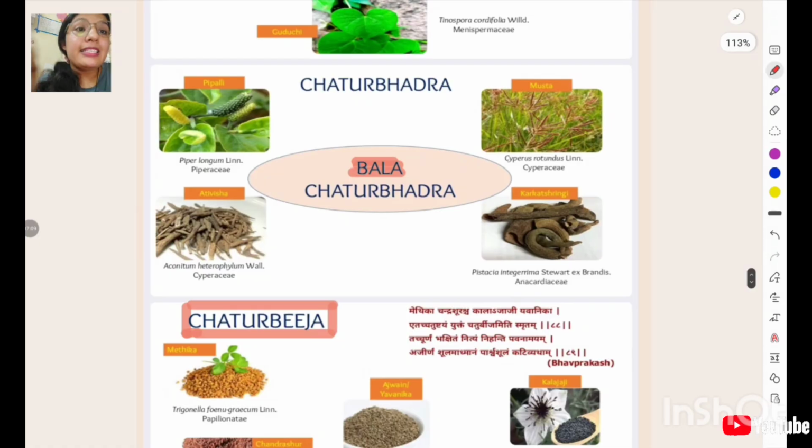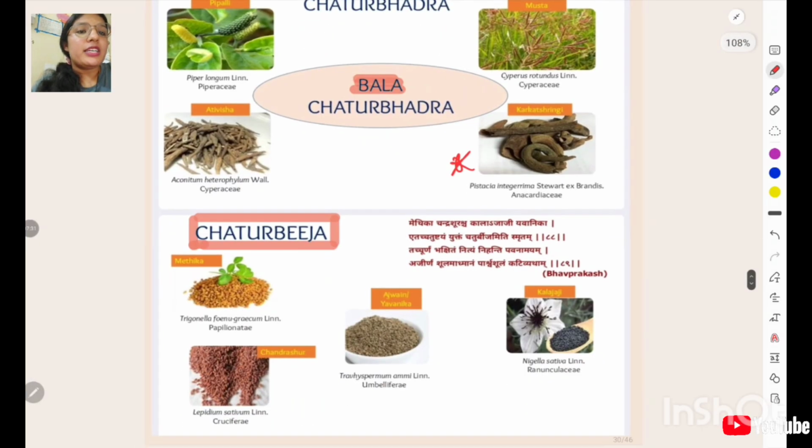And next is Bala Chaturbhadra. In the first part, when I was giving Karkatashringi, I mentioned this thing. So don't forget this, because they can ask it. In Bala Chaturbhadra, 4 ingredients are there: Pippali, Musta, Ativisha and Karkatashringi.